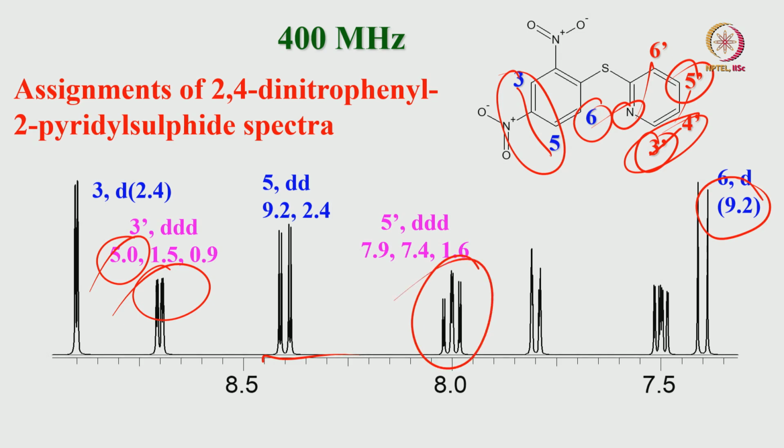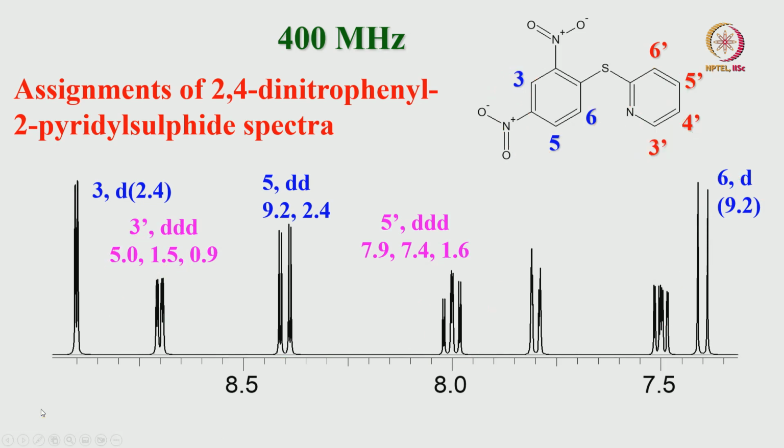Similarly, next is 4 prime. Exactly, this experiences 2 ortho couplings and 1 meta coupling. This also should be like that. Now, how do you distinguish between these two? Of course, the one close to the nitrogen has the smaller ortho coupling and the other has the larger ortho coupling. Very easily you can find out. With that we have assigned 4 prime also, and 5 prime also.